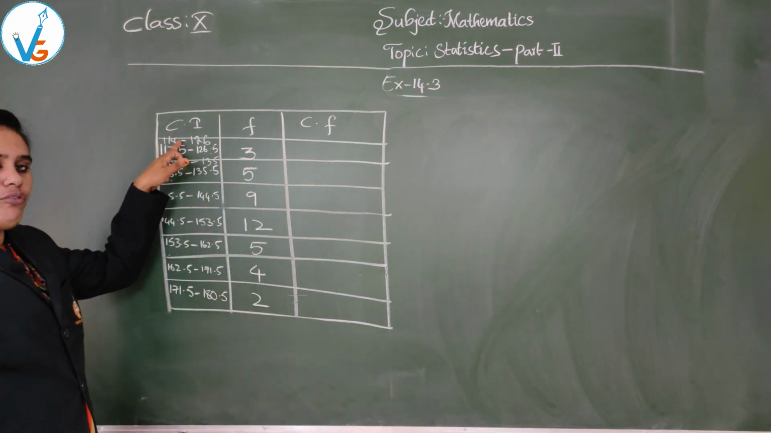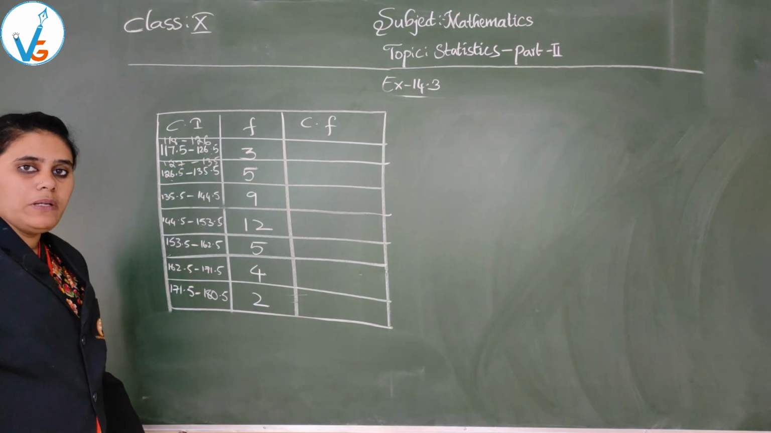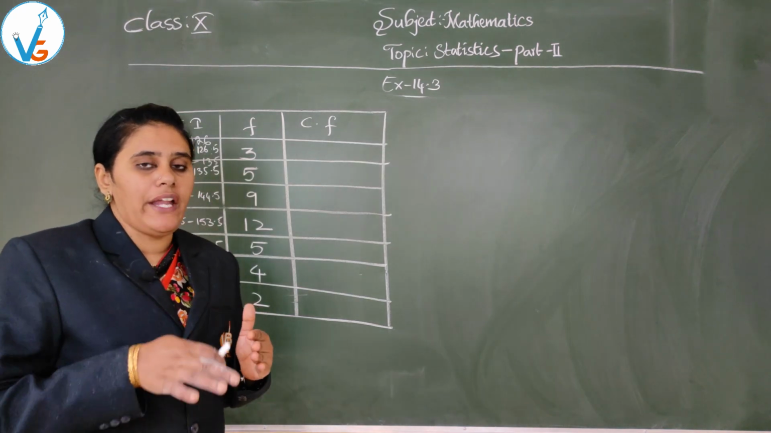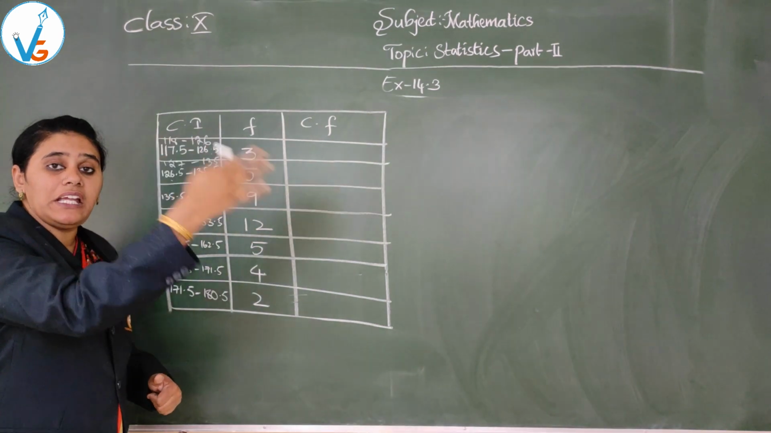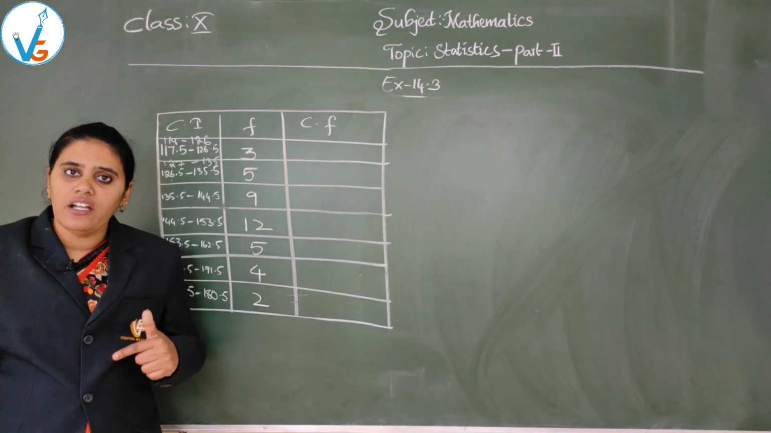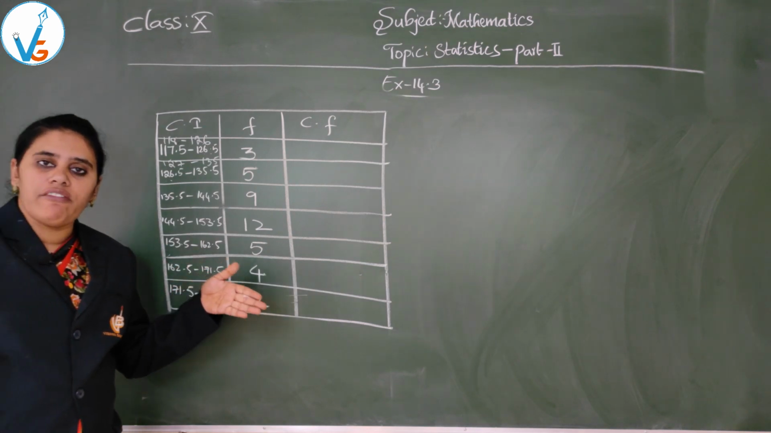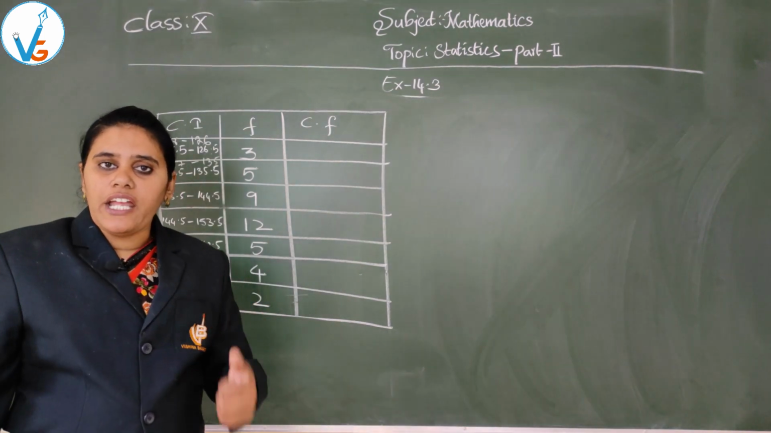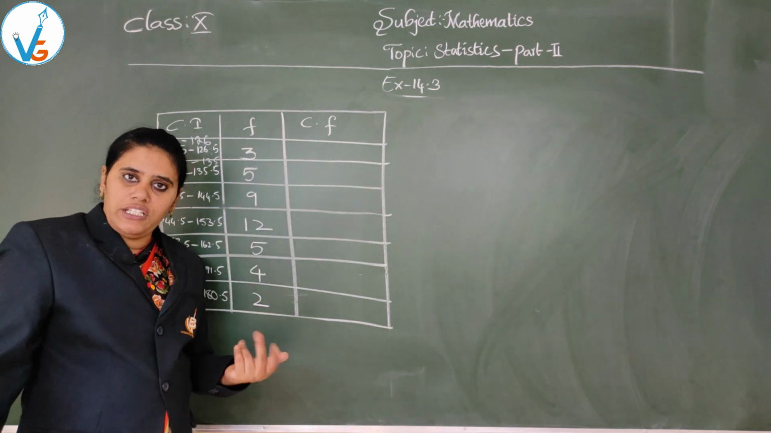So 118 you will write as 117.5, means you have to decrease 0.5. Next, 126 will be increased by 0.5. You will write it as 126.5. So, like this you have to change all your class intervals whatever are given in your textbook. Now, frequency is also given for us in the textbook itself.